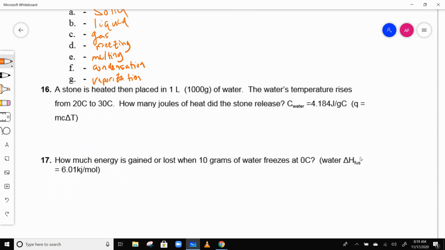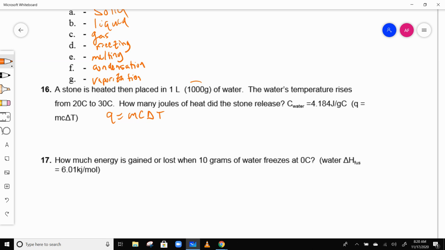Okay, a stone is heated and placed in 1 liter, 1,000 grams, of water. The temperature rises from 20 to 30 degrees Celsius. How many joules of heat did the stone release? So we're just using Q equals MC delta T, and we know all of these things. We just got to find Q, right?